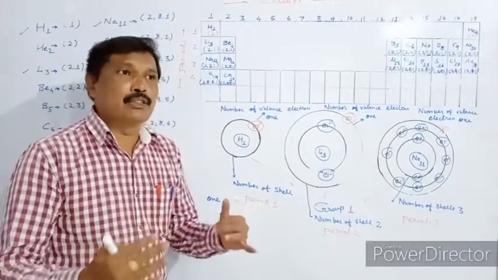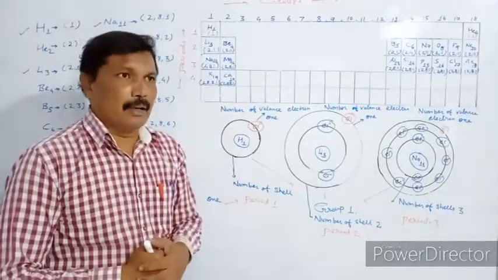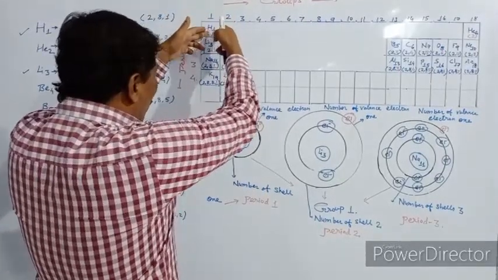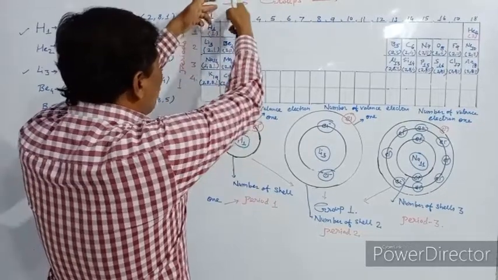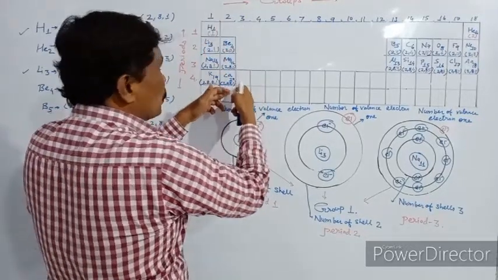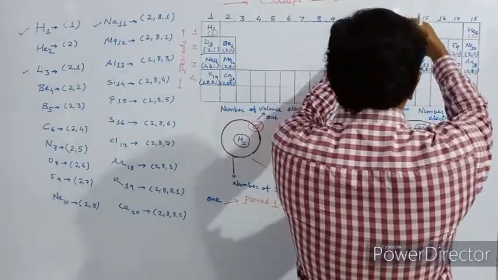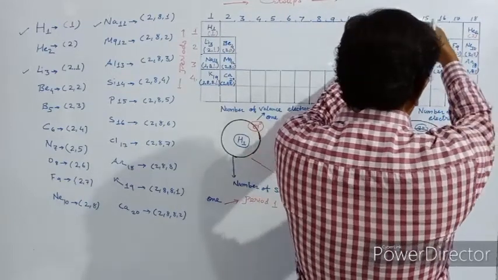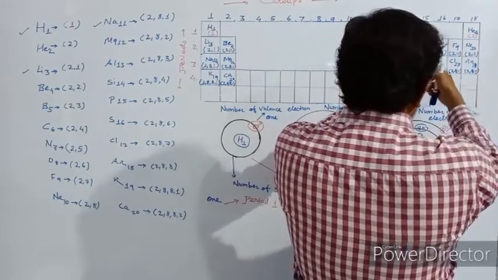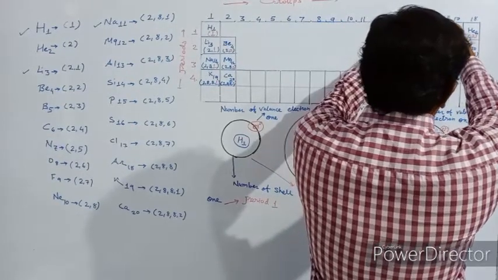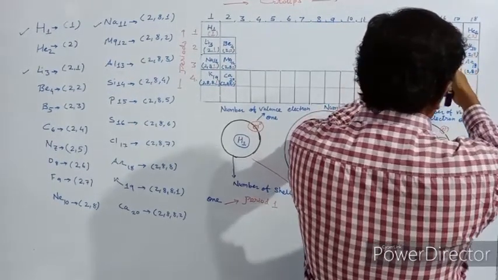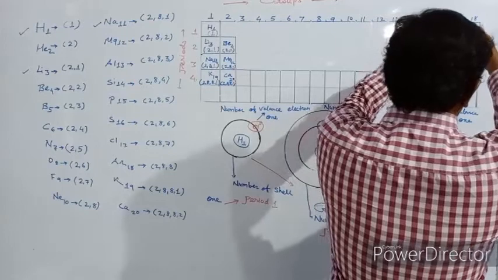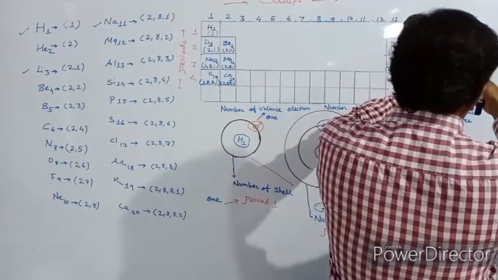Now let us have some brainstorming upon the modern periodic table. If you see group 1, the number of valence electrons is 1. Group 2, the number of valence electrons is 2. Group 13, 3. Group 14, 4. Group 15, the number of valence electrons is what? 5. Group 16, the number of valence electrons is 6. Group 17, the number of valence electrons is 7.